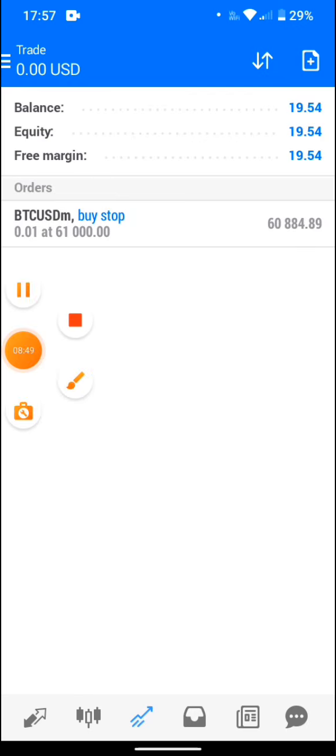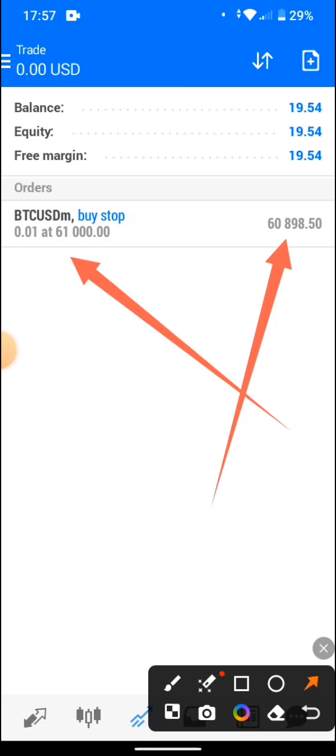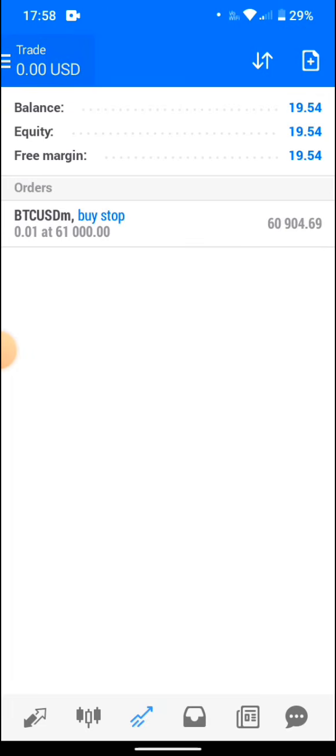So currently, the current market price of Bitcoin is 60,000. You are not in the trade yet. If the price keeps pushing up, it reaches 61,000. You are automatically going to enter the trade. Then when you enter the trade, let's say the price moves from 61,000 to 61,300, 61,200, 61,400, 61,050. You are going to make money.